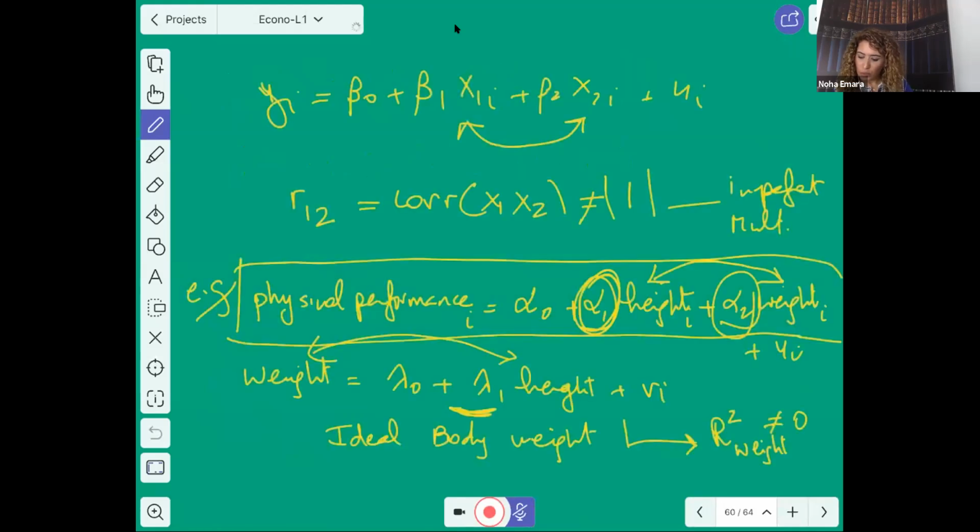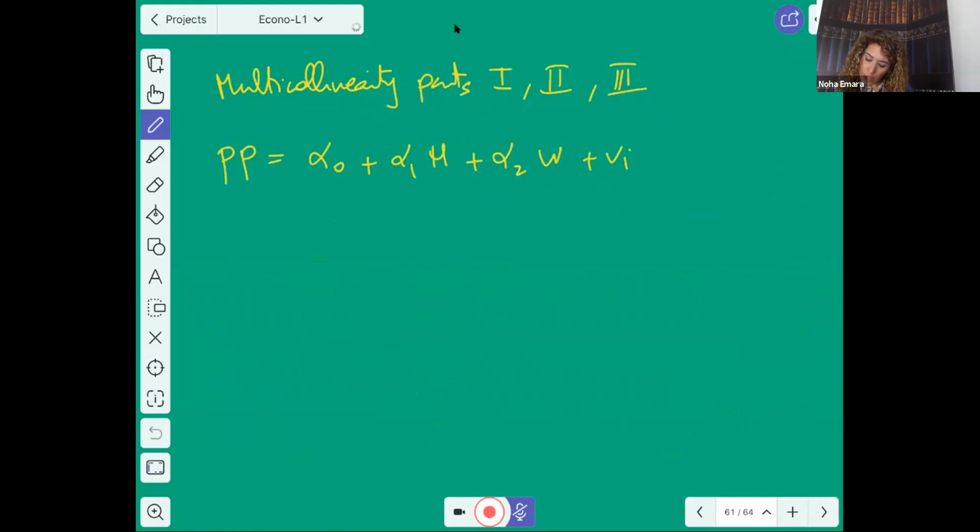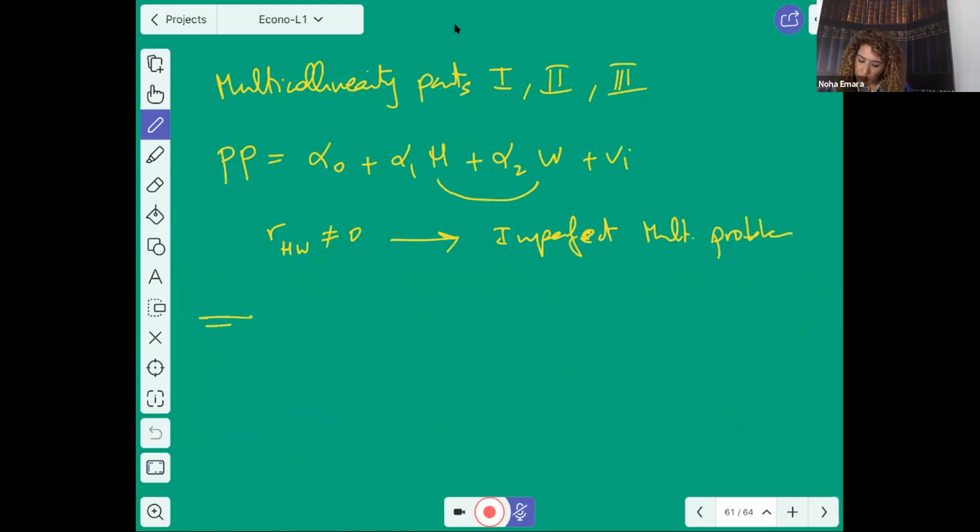I'm just writing it in terms of abbreviations, okay? So if I have this model, and I do have a correlation between height and weight, the correlation between height and weight is not equal to 0, then I do have an imperfect multicollinearity problem in the model, okay? And what does that mean?